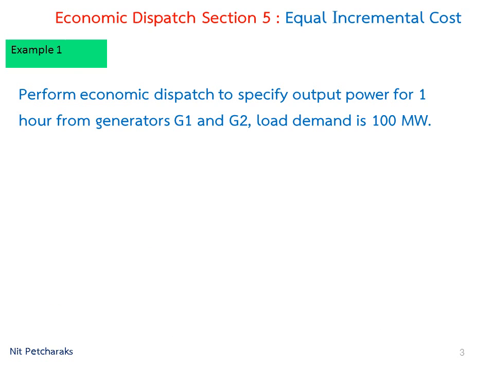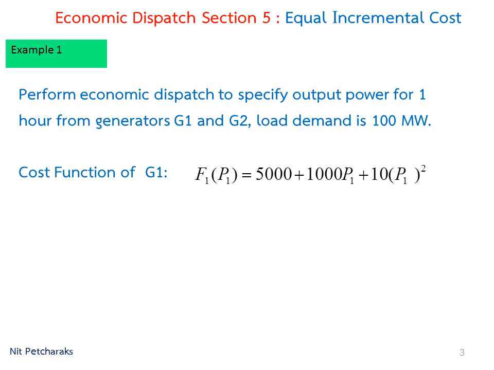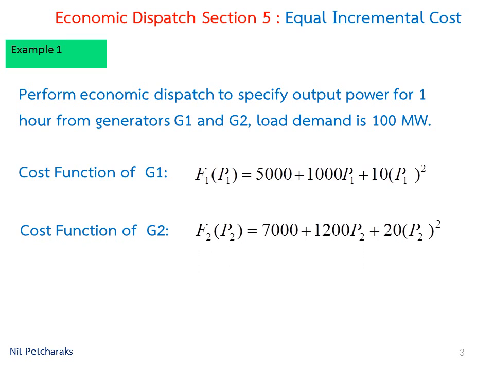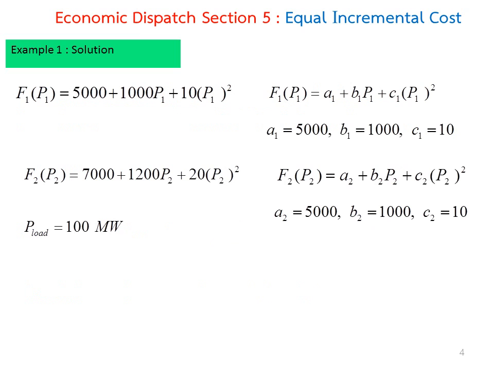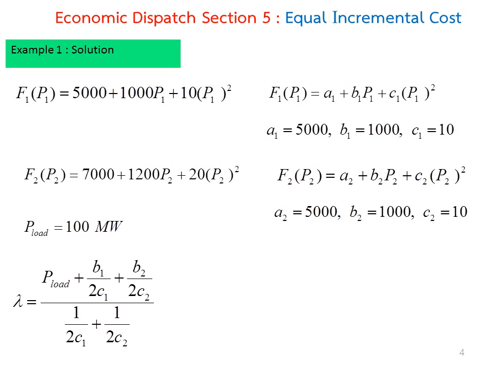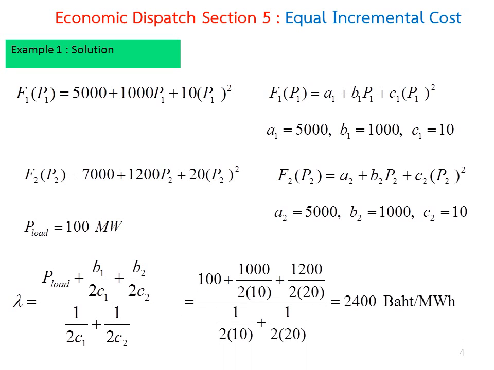Example 1. We would like to perform economic dispatch to specify the output power of G1 and G2. Cost functions are given and load demand is 100 MW. Replace the load demand and coefficients B and C in the lambda equation. Then we will get the appropriate value of incremental cost, 2,400 baht per megawatt hour.